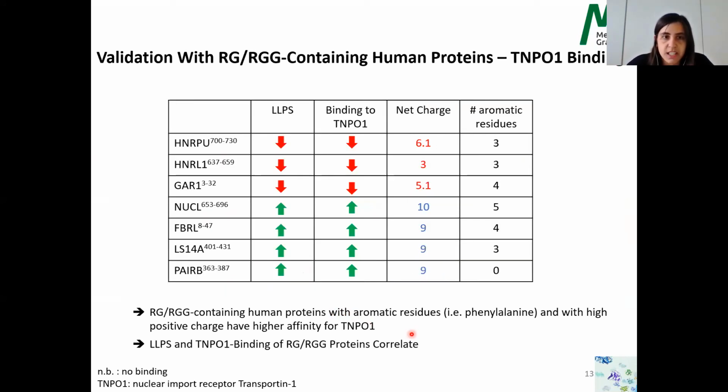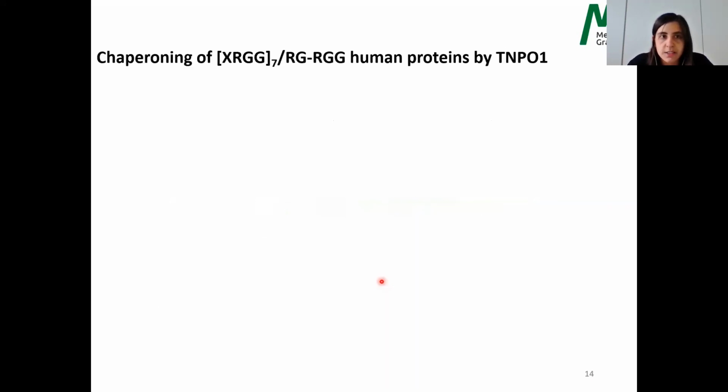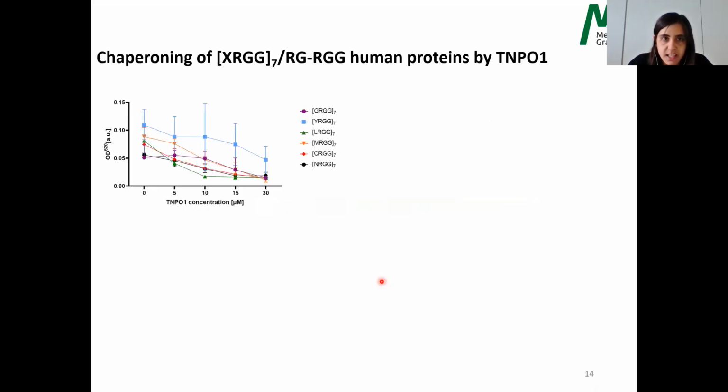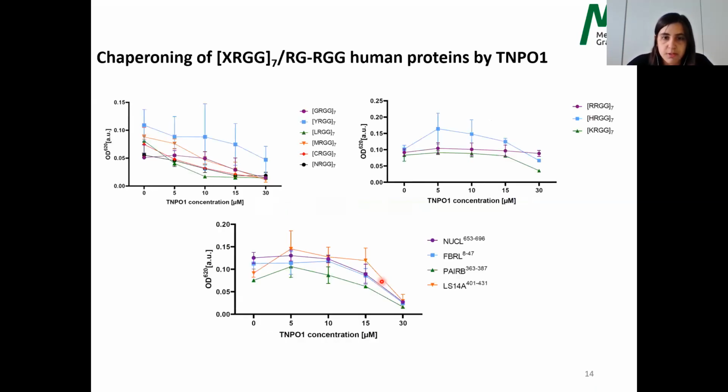Here you can see that if the sequences are not prone to phase separate, they have no affinity for transportin 1. And if they are prone to phase separate, they also have a high affinity. So we showed that the LLPS and transportin 1 binding of RGG proteins correlate. Then I checked the chaperoning of these RGG sequences by transportin 1. For that, I used a constant concentration of peptides and RNA and an increasing concentration of transportin 1. Here you can see that at a certain concentration, transportin 1 can start to dissolve the droplets.